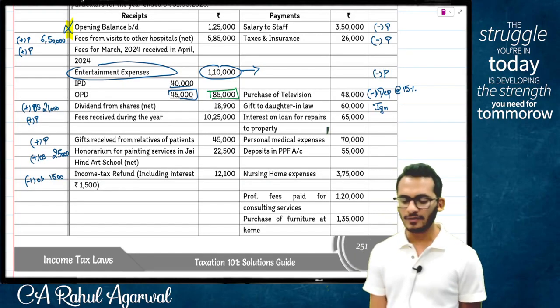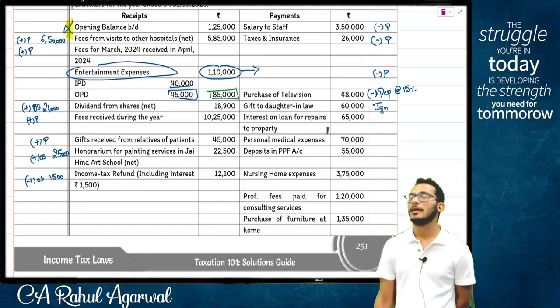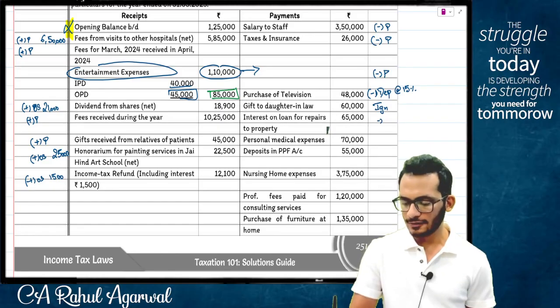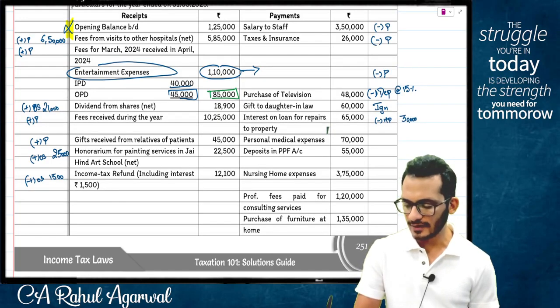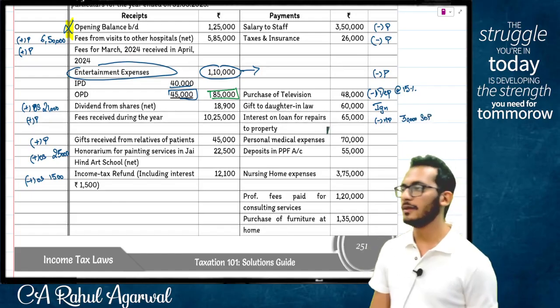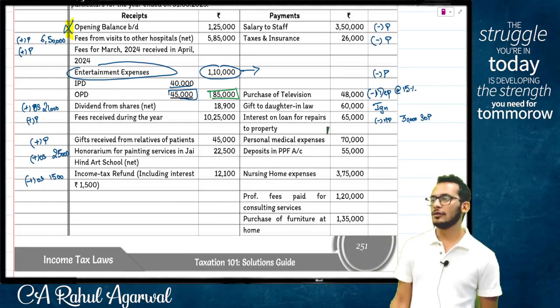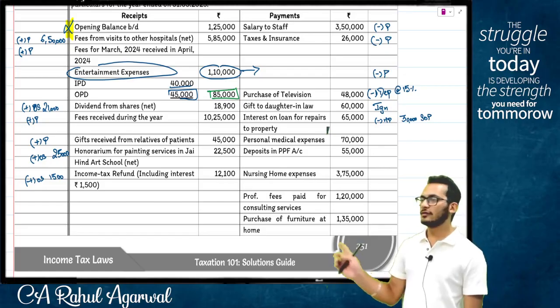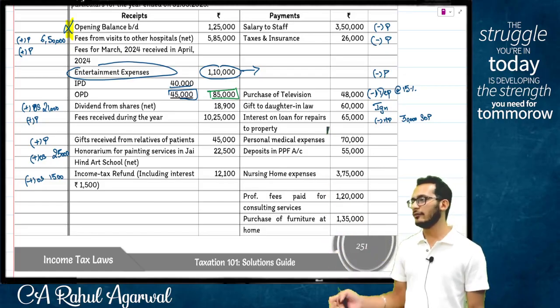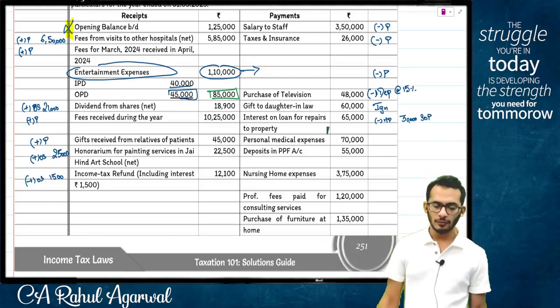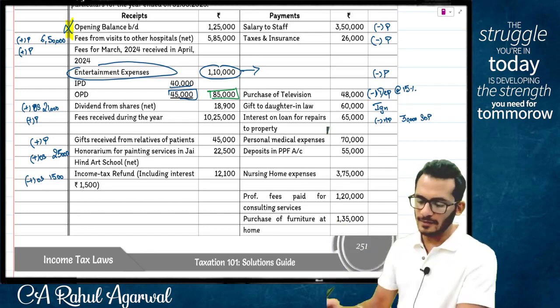Interest on loan taken for repairs of house property, 65,000. Take it under HP up to a maximum of 30,000. If you see the question is SOP, if the question becomes LOP, I will allow the whole thing. The only reason I'm telling it as 30,000 is because I don't see a receipt. Therefore, I'm assuming SOP.